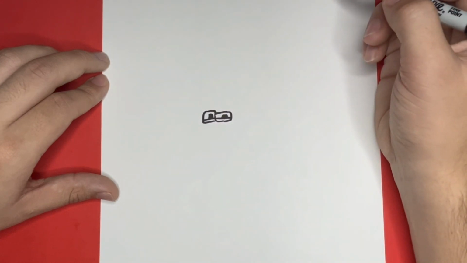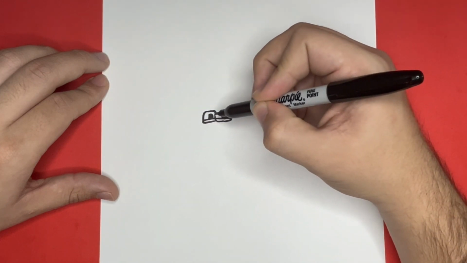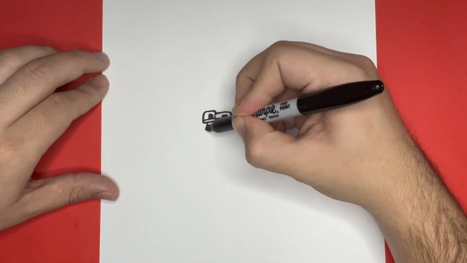Now attached to the left eye, which is the one that we just drew together, we're going to draw a small triangular shape for the nose, with the mouth attached to the bottom of the shape.